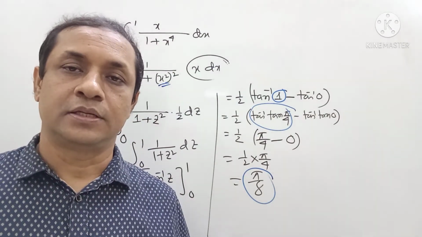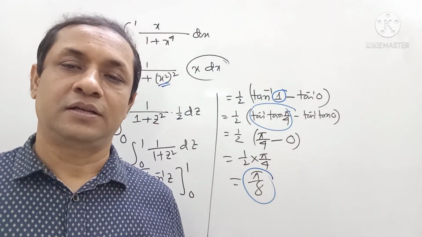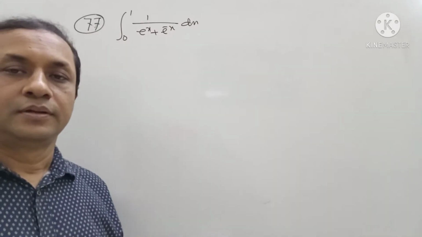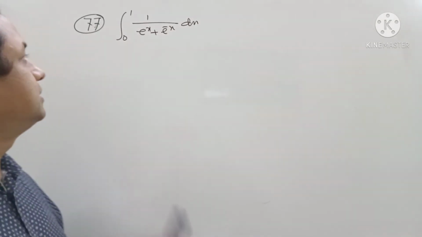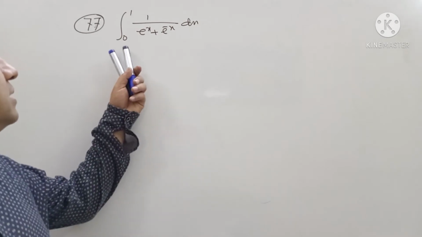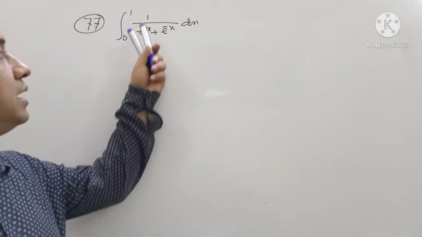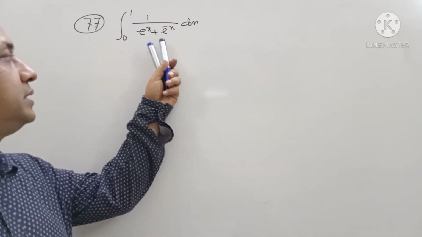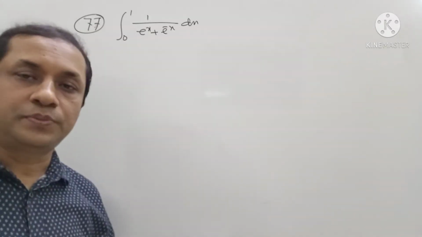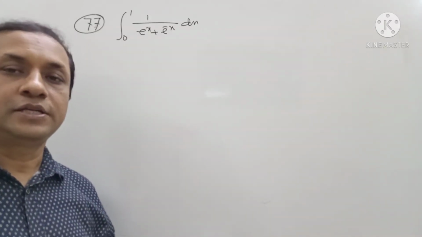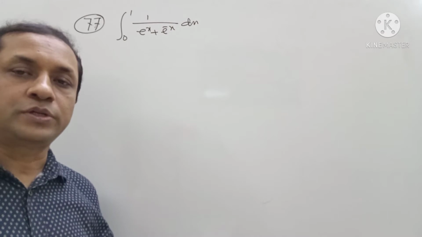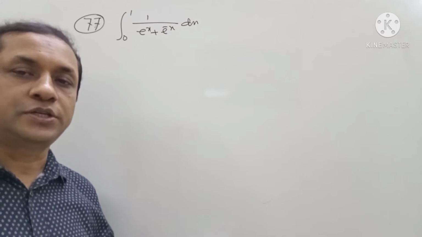I hope that, student, you are clear. Student, question number 77: lower limit 0, upper limit 1, 1 by e to the power x plus e to the power minus x dx. It's a very important question for your examination.